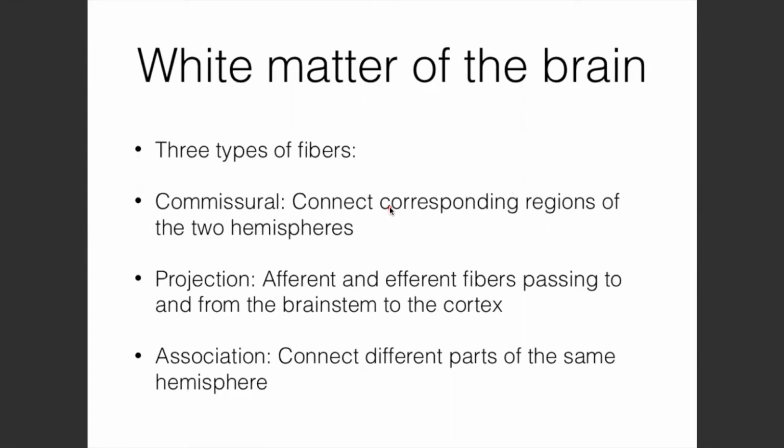Okay, and now we're going to be talking about the types of white matter in the brain. The white matter in the brain has three types.